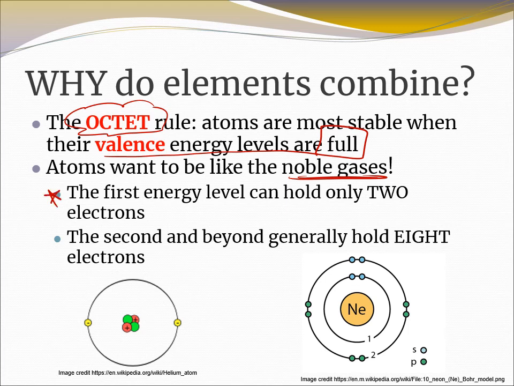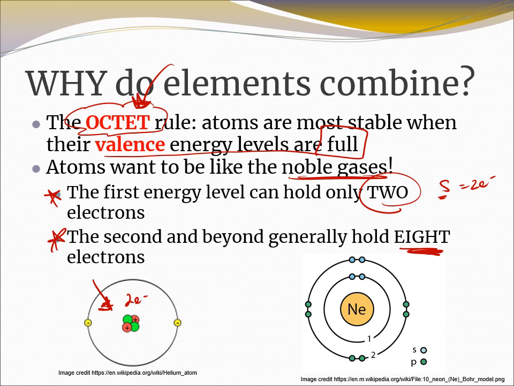Remember that the first energy level can only hold 2 because there's only an s orbital in that first energy level, which means there's only space for 2 total electrons. So helium here is stable at 2 electrons, but the subsequent energy levels can hold 8. Which is why we call it the Octet Rule.